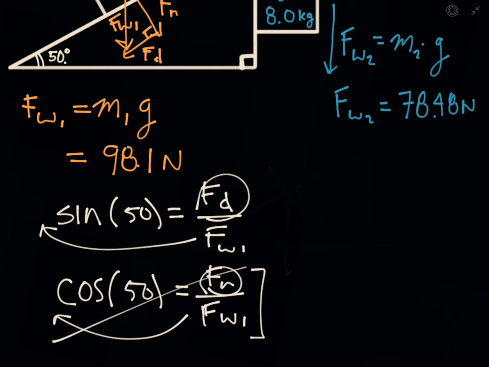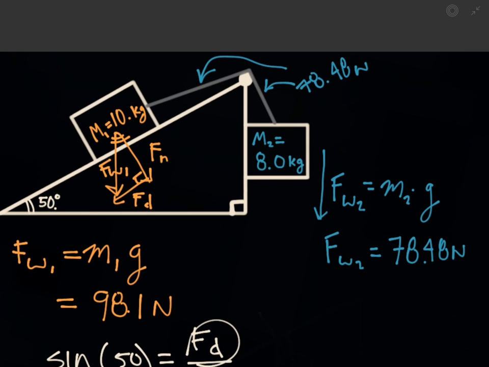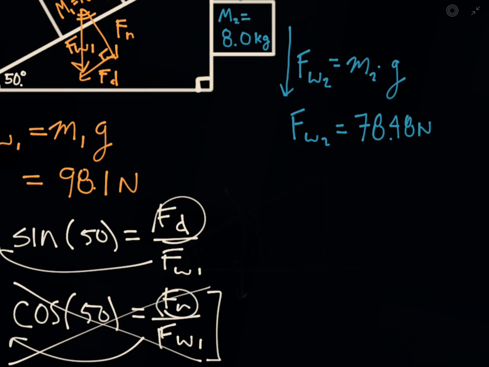So we're not going to use the cosine of 50 in this video, we're just going to be using the sine of 50. So we can solve for the force going down the ramp, or really the force that's pulling this object that way, opposite the tension, which is the force that we really care about in this example. We can say that that force F_d is equal to F_W1 times the sine of the angle, which is 50 degrees.